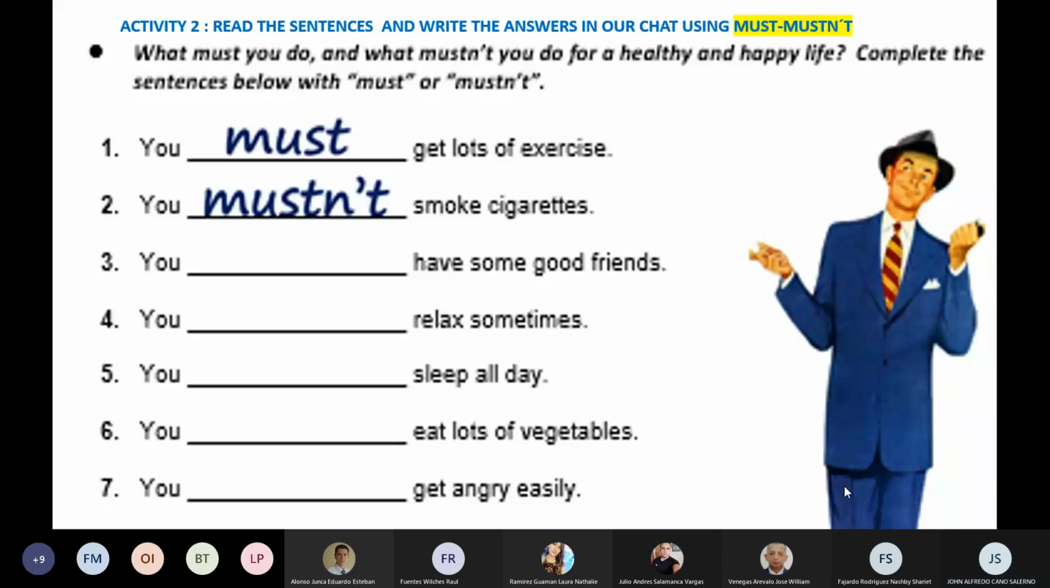For example, number 1, you must get lots of exercise. Or number 2, you mustn't smoke cigarettes, ¿ok? ¿Qué debes hacer y qué no debes hacer para una vida feliz y con salud? Complete las oraciones utilizando must or mustn't. So if you want to talk, turn your microphone on. Remember, you are not going to read just must or mustn't. Read all the sentence, right? What about number 3? What do you think?